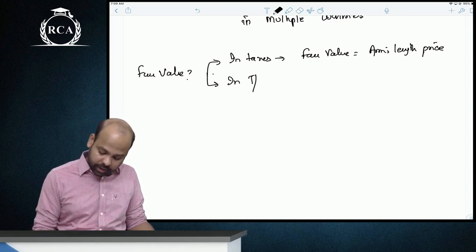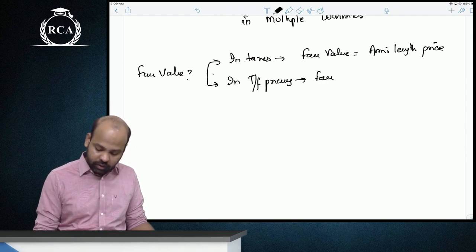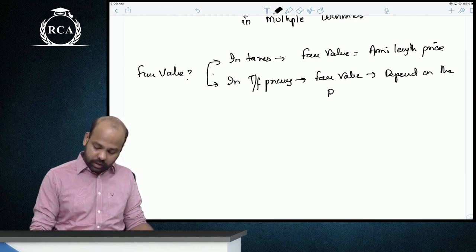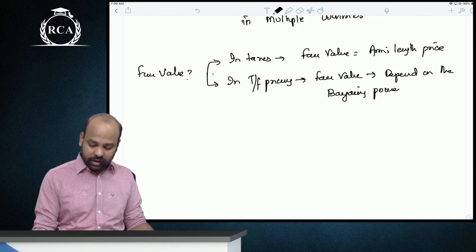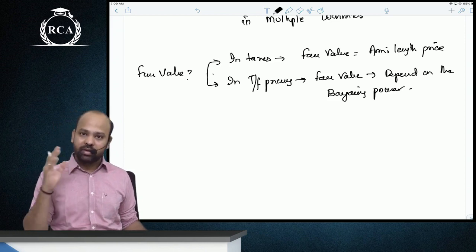In transfer pricing, when we use the word fair value, it will depend on the bargaining power of the buyers and sellers. Anything that gives you a good deal will become an appropriate transfer price. समझ में आ रहा है?